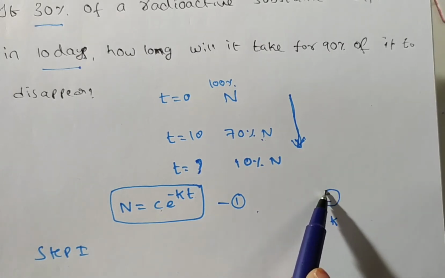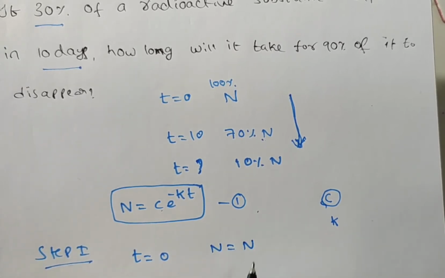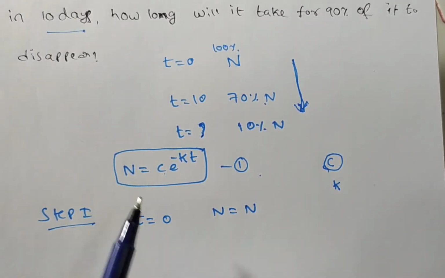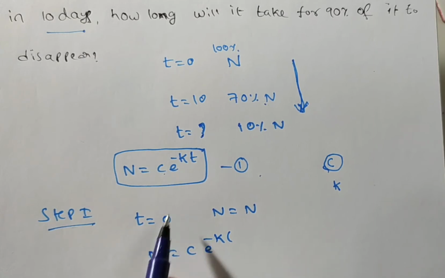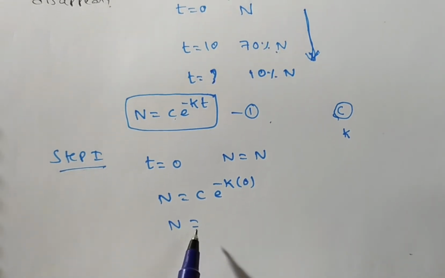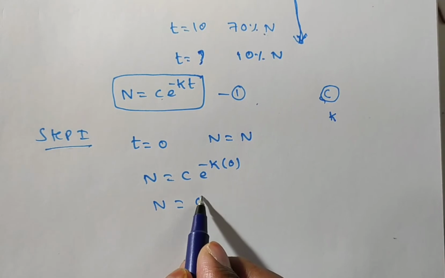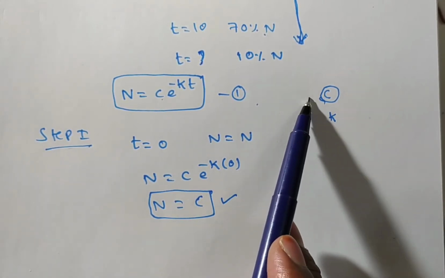First we find C. How can we find C? What is the given data? T equals 0, and N is the original substance N. You substitute in equation number 1. Then N equals C, which you don't know, times e to the power of minus K, which we also don't know, times T, which we know. What is T? 0. So N equals C times e to the power 0. E to the power 0 means 1. So from this C equals N. The first step is completed.